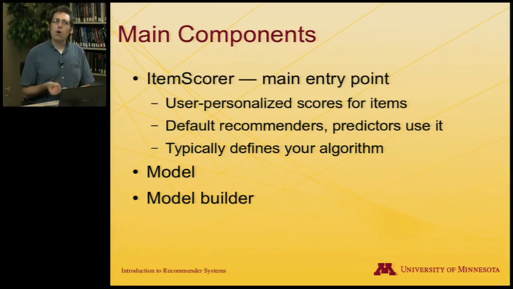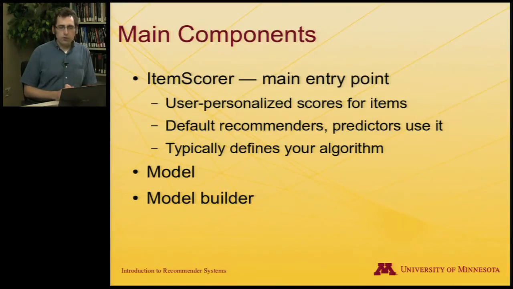But the item scorer is where the heart of the logic for a lot of common recommender algorithms lies, computing these user-personalized scores for items that can be used to rank recommendations or to generate rating predictions. So most of the time in LensKit, if you want to say, I'm going to use this algorithm, really what you tell LensKit is, use this item scorer.